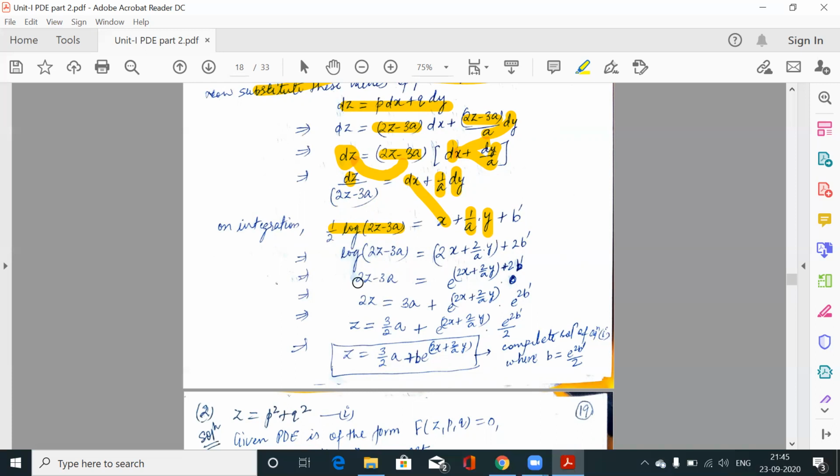Because this is a log term, I will reduce this by taking the anti-log. That's why we have written b dash. So in the last, we transform this into the simplest form. So this 2, 1 by 2, 2 will go on this side. So 2x plus 2 by a, y plus 2b dash.